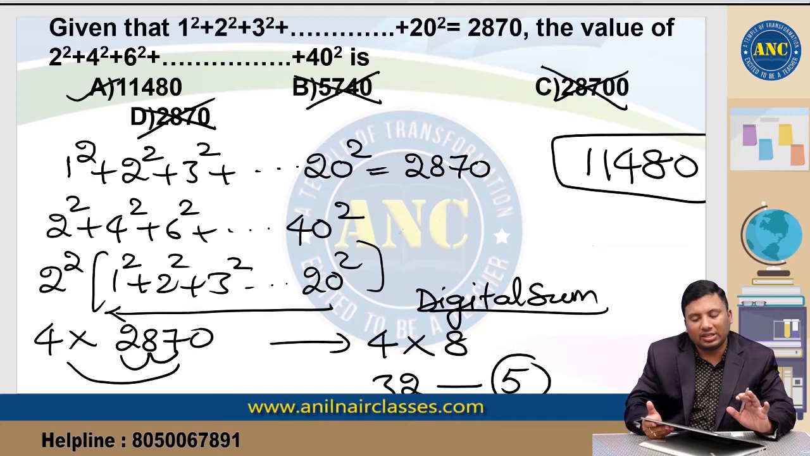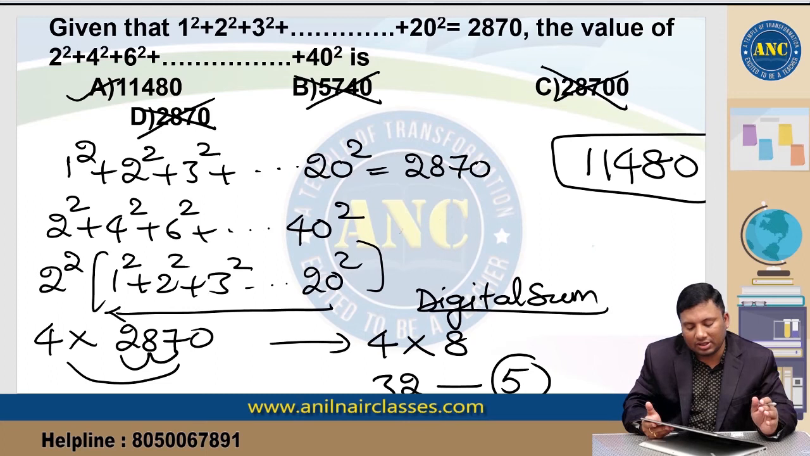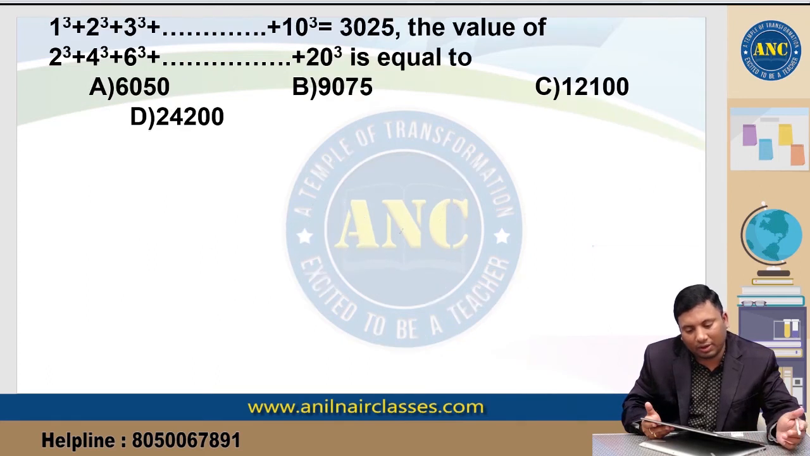4 into 2870. 2 plus 8 is 10, 10 plus 7 is 17. 17 digital sum is 8. 4 eights are 32. 3 plus 2 is 5. Idea is clear, right? Next one. Divisibility rule of 4 applied.